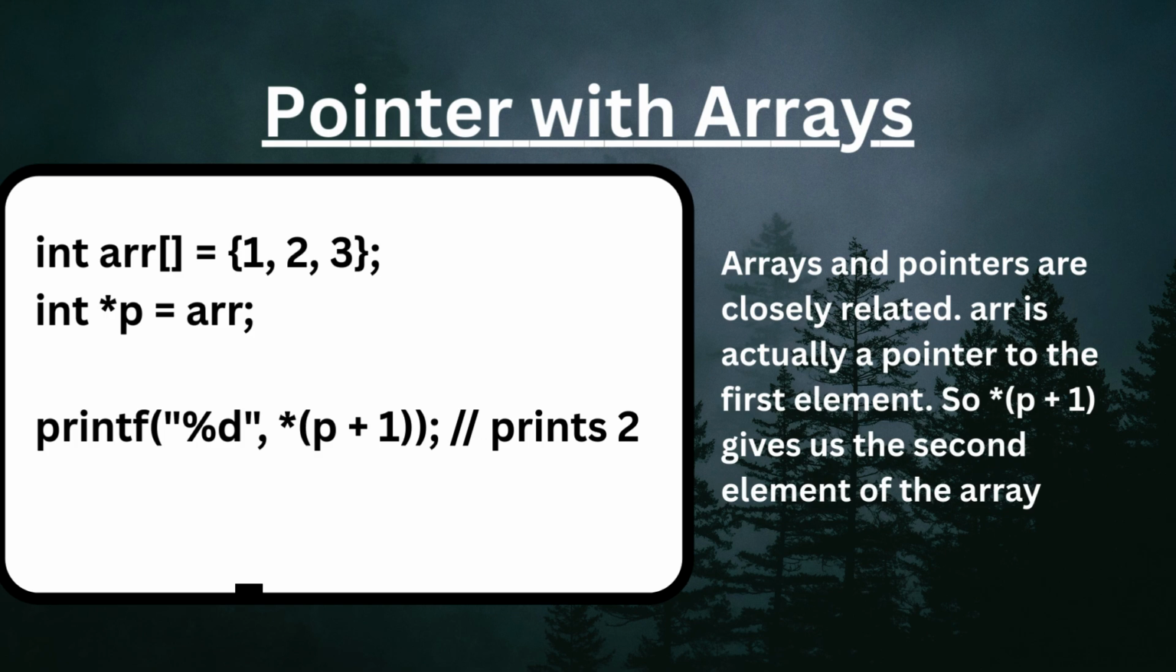Since p points to the first element, we write *(p + 1). Move one position forward in memory from where p is pointing and give me the value there. So in this case it returns 2, which is the second element in the array. So that's how arrays and pointers are deeply connected in C. You can use pointer arithmetic to access array elements just like you would with regular indexing. For example, *(p + i) works just like arr[i].